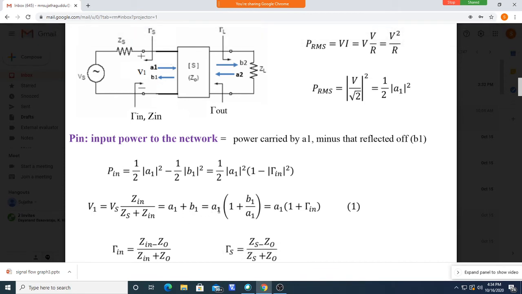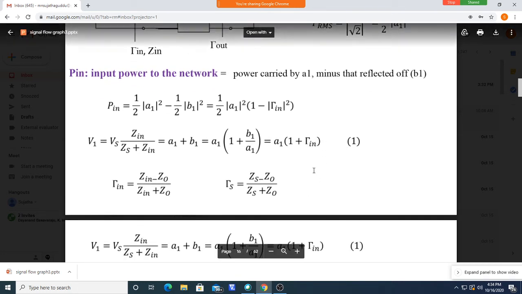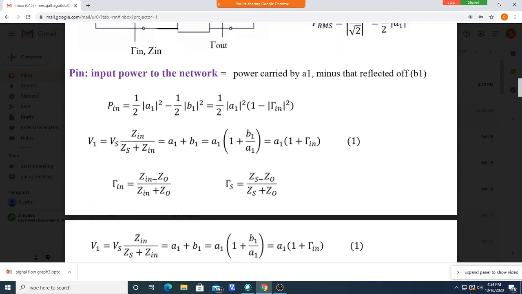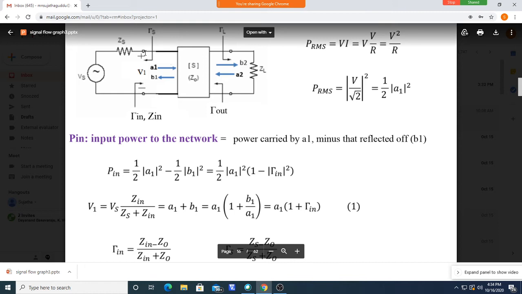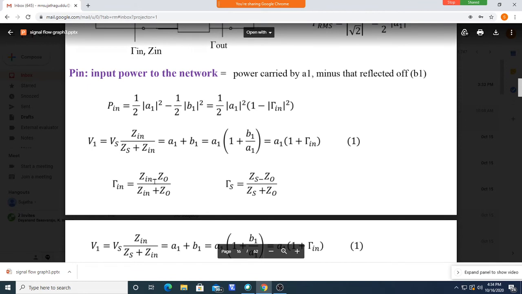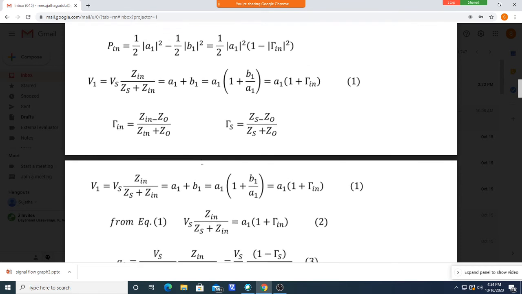Now if we take this A1 outside, we will be getting 1 plus B1 by A1. It is equal to 1 plus Γin. See like this. This is B1 by A1 is equal to Γin. Okay. Γin also can be defined as Zin minus Z0 divided by Zin plus Z0. This is Γin. It is B1 by A1. If you don't know the values of A1 and B1, if Zin is given, how do you calculate Γin? It is Zin minus Z0 divided by Zin plus Z0. We can do like this. Okay.